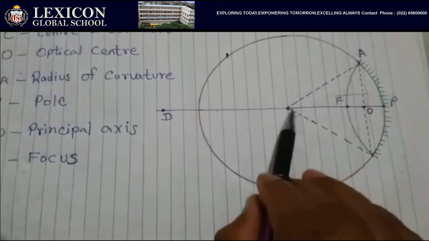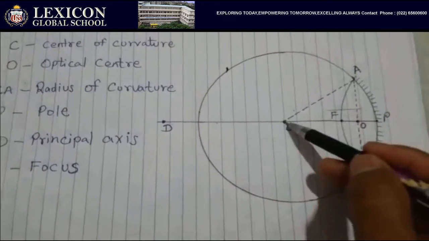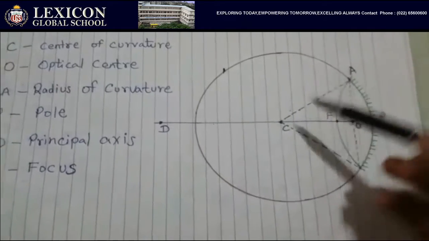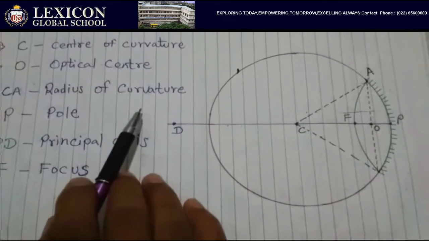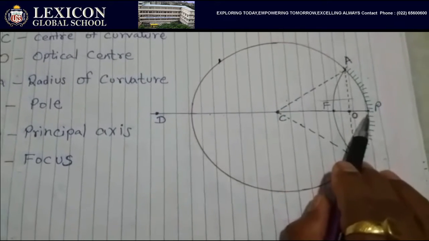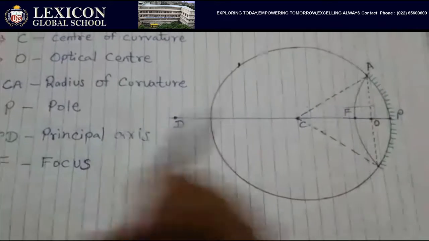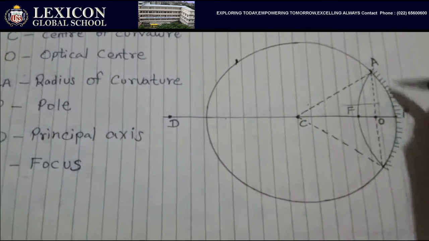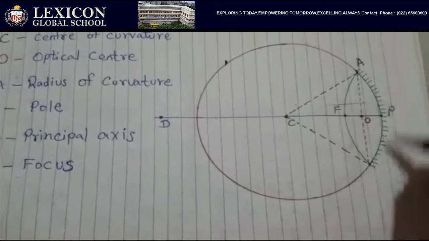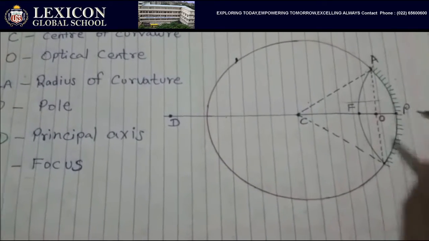Now you can see here C to A. C to A is nothing but the radius of this circle, so you can say it is the radius of curvature. Then here you can see the pole P. The center of this curved reflecting mirror, or lens, is called the pole P.